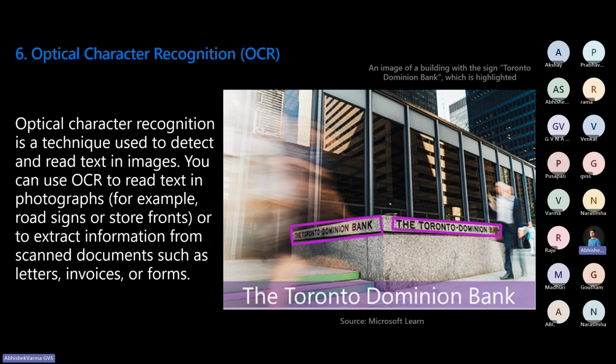Optical character recognition (OCR) is a technique used to detect and read text in images. You can use OCR to read text in photographs, for example, road signs or storefronts, or to extract information from scanned documents such as letters, invoices, or forms. For example, in this image, the Toronto Dominion Bank, and the OCR is able to get the text from the image.